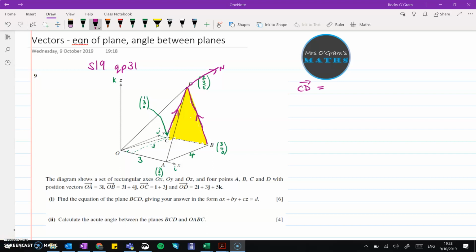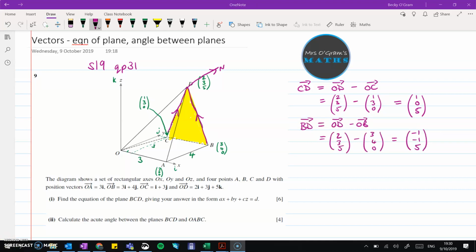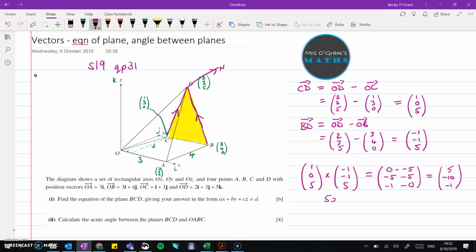To get CD, we are going to go from C back to O and then O to D. So that means that we will do OD minus OC, to 1 0 5, and we'll do something similar for BD, 1 minus 1, 5. Now if we do the vector product of those two, we will end up with a normal to the plane CBD. It gives us that the coefficients of the plane are 5x minus 10y minus z equals some constant d.